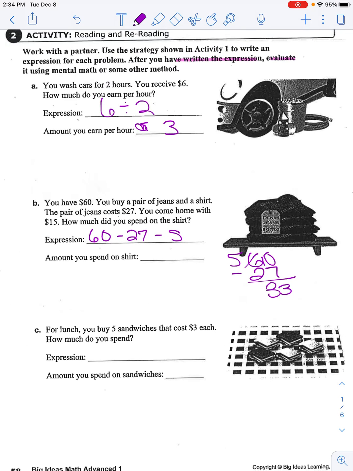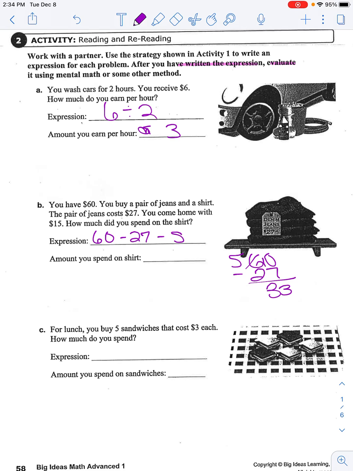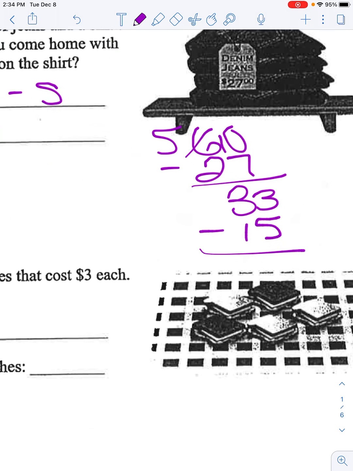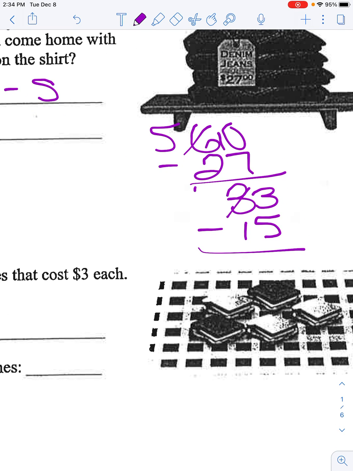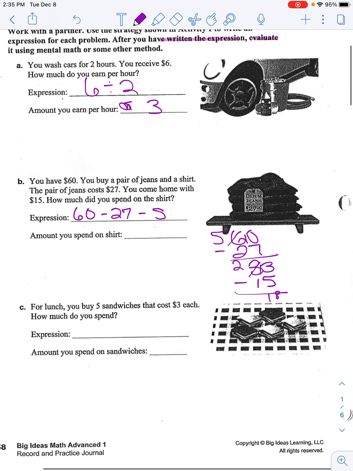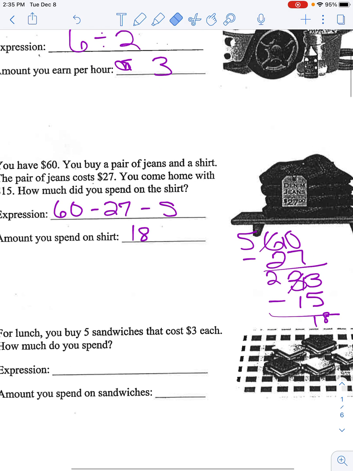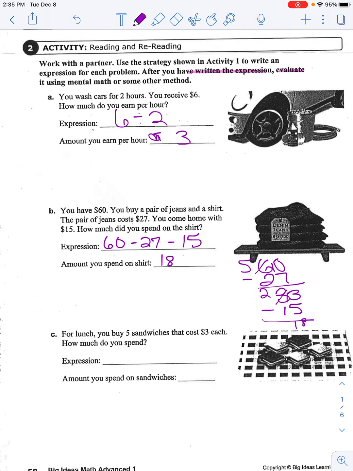So now I've got $33 left in my pocket. And the shirt, I'm not quite sure how much the shirt is yet, but I do know that I come home with $15 in my pocket. So if I subtract 15 from here, that will tell me the cost of the shirt. Oh, I didn't subtract right. That's a 1, 18. Okay, so how much did you spend on the shirt? Must have spent 18 on the shirt. And then up here, get rid of that S, and we can put minus 15.